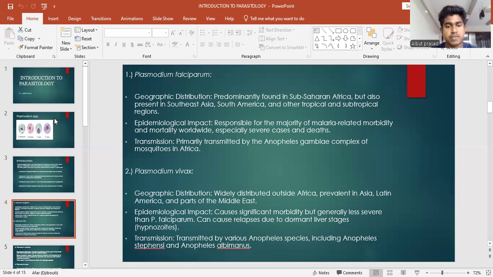Second is Plasmodium vivax. They are widely found across Africa, prevalent in Asia, Latin America, and parts of the Middle East. They are less severe than Plasmodium falciparum, but as you know, they can cause relapses due to dormant liver stages, which are called hypnozoites. They are transmitted by Anopheles species, including Anopheles stephensi and Anopheles albimanus.